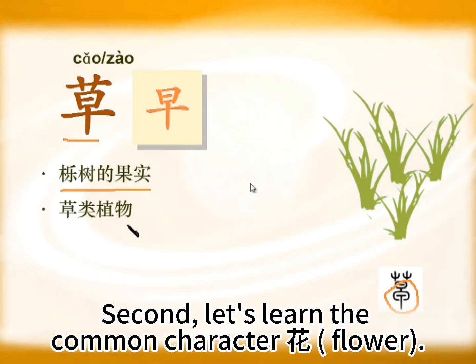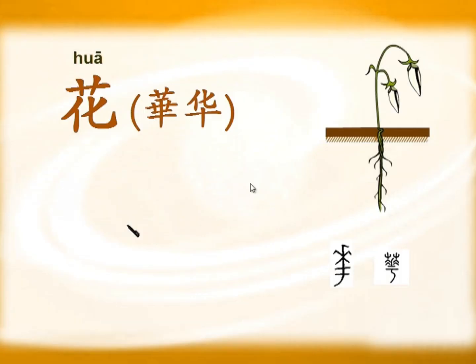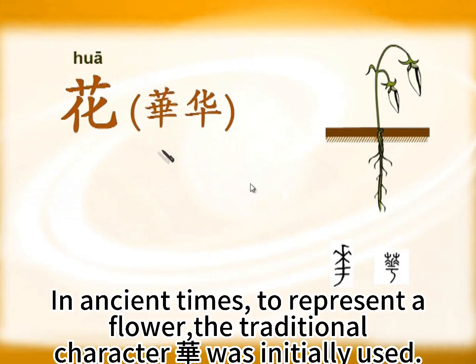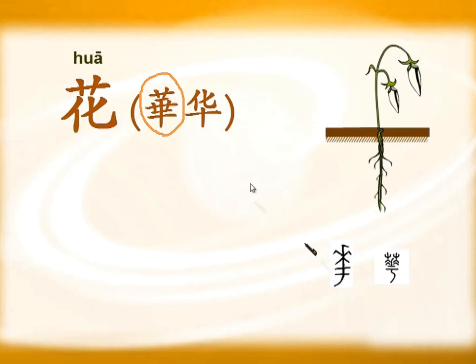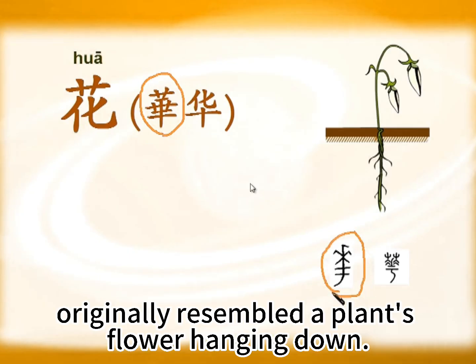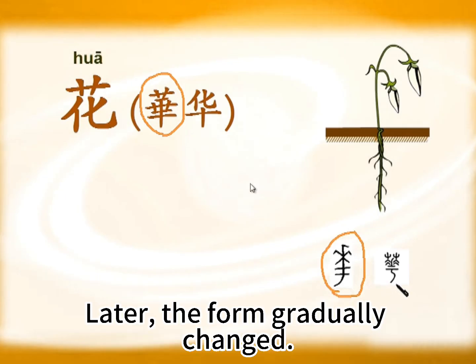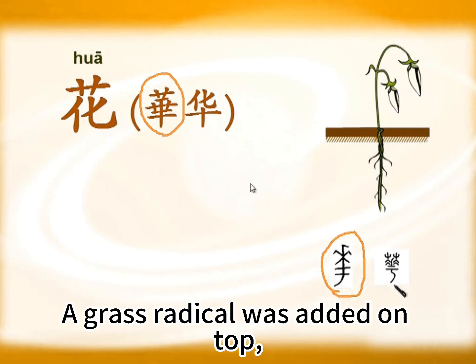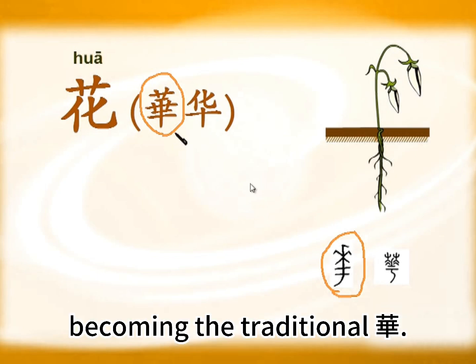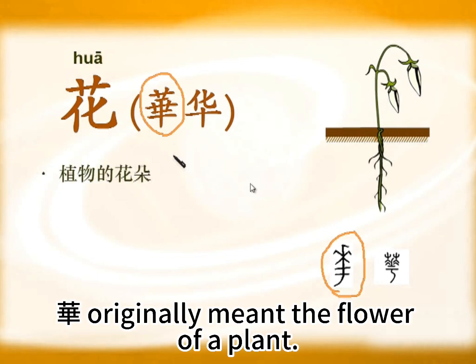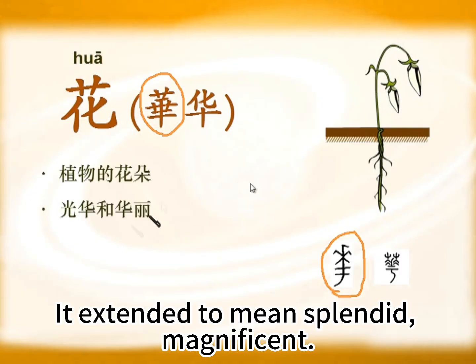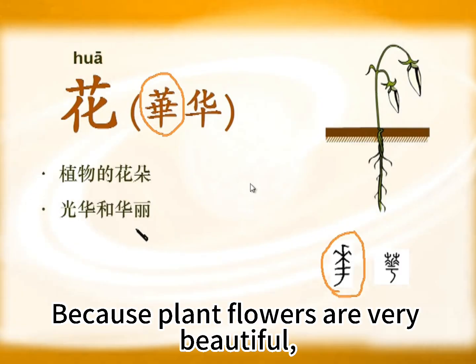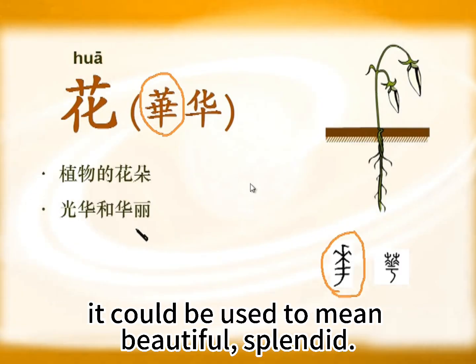Second, let's learn the common character 花, flower. In ancient times, to represent a flower, the traditional character 花 was initially used. This form originally resembled a plant's flower hanging down. Later, the form gradually changed. A grass radical was added on top, becoming the traditional 花. 花 originally meant the flower of a plant. It extended to mean splendid, magnificent. Because plant flowers are very beautiful, it could be used to mean beautiful, splendid.